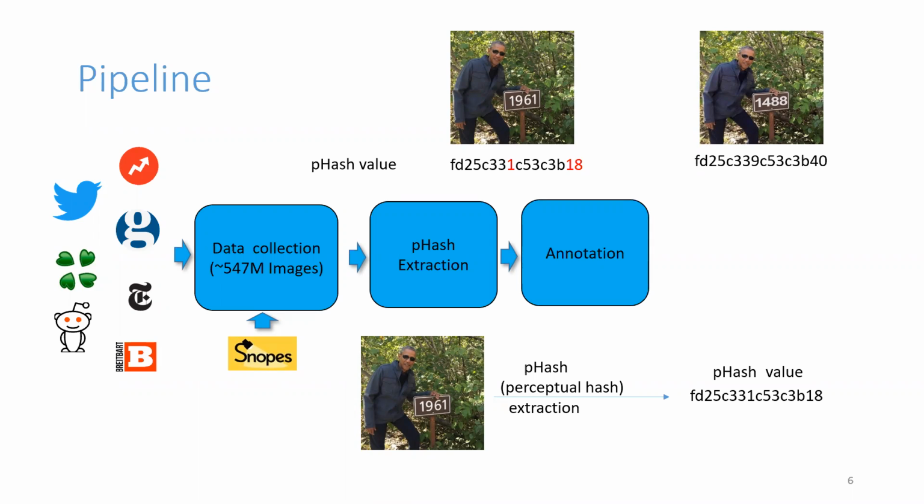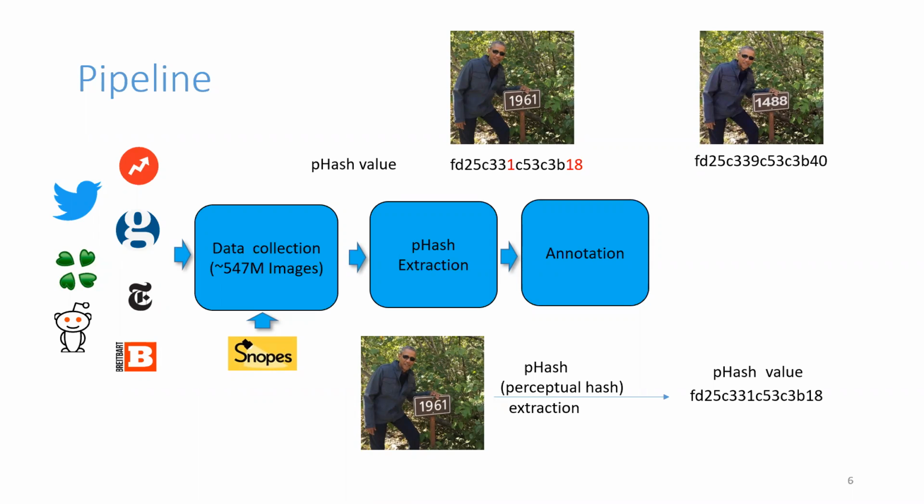In particular, we use the p-hash values of images from Snopes to compare with the p-hash values of images from the social media. And by using the characteristic of p-hash value, we can see whether an image from the social media is visually similar to an image from the Snopes. And if so, we can use the labels from Snopes to annotate the image from the social media.